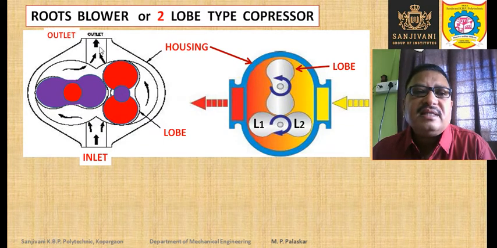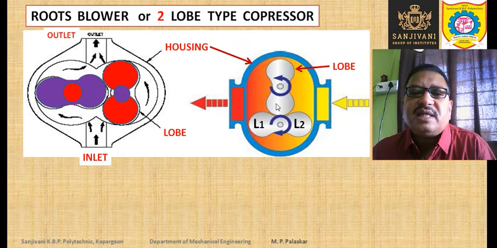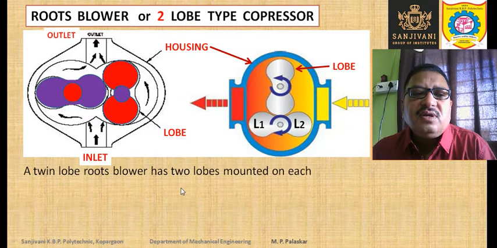This is the inlet, this is the outlet, this is the housing, and these are the lobes. This is one lobe, this is another lobe, or you can say L1 is one lobe, L2 is another lobe. Here you can see that this rotor rotates in the anti-clockwise direction, and this rotor will rotate in the clockwise direction. So this is a twin lobe Roots blower.